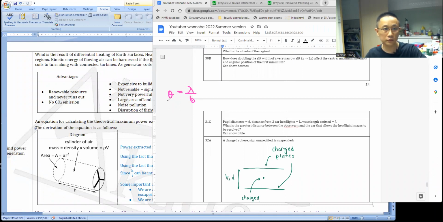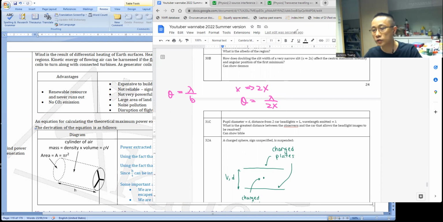They're not even asking for the linear position. So if b becomes 2b, well, b was x, I should say, x becomes 2x, then the new position for the first minimum would just be lambda over 2x instead. So the issue is with determining the intensity of the central maximum of the profile after single slit diffraction.